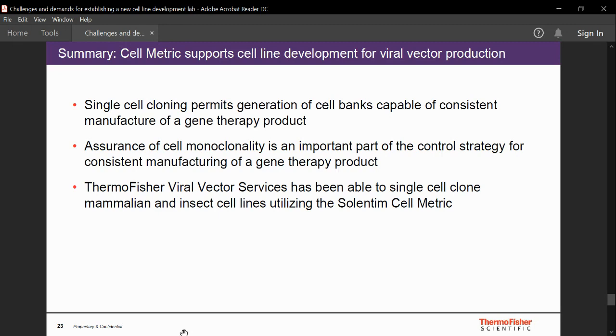So to close, as gene therapy products move through the pipeline, regulatory bodies expect rigorous controls to be employed in the manufacturing process. The Cell Metric is a great solution to be part of your control strategy.